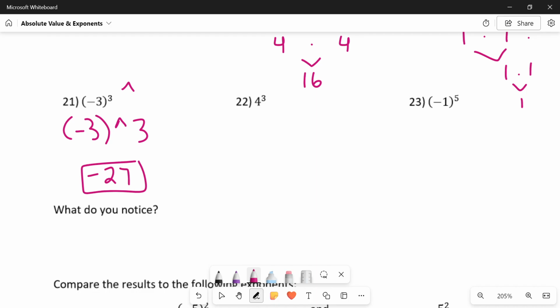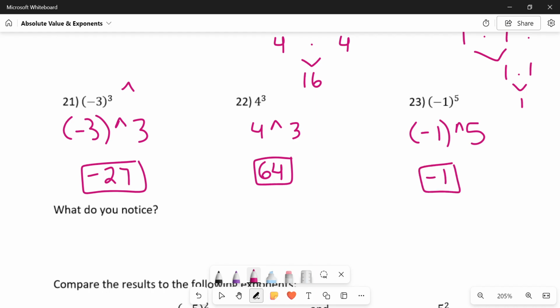Number 22, I don't see parentheses, so we're just typing in 4, caret 3. Go ahead and type that in. You should get 64. Number 23, again, you're going to type in those parentheses. Parenthesis, negative 1, parenthesis, caret 5, and you wind up with negative 1.